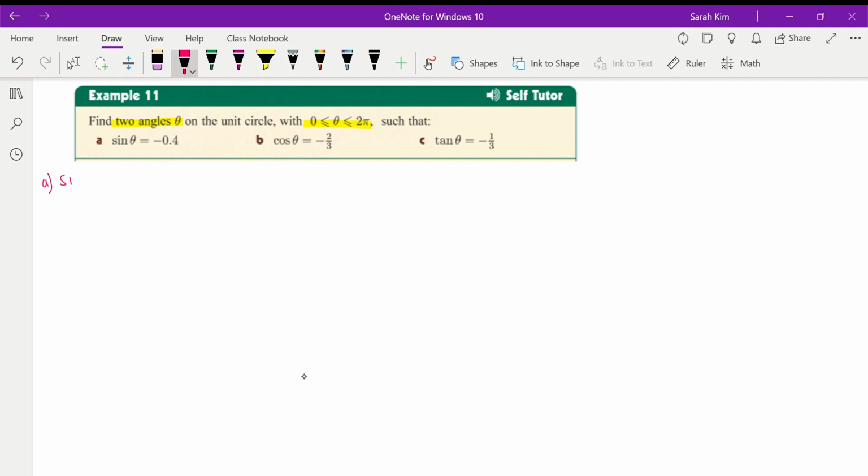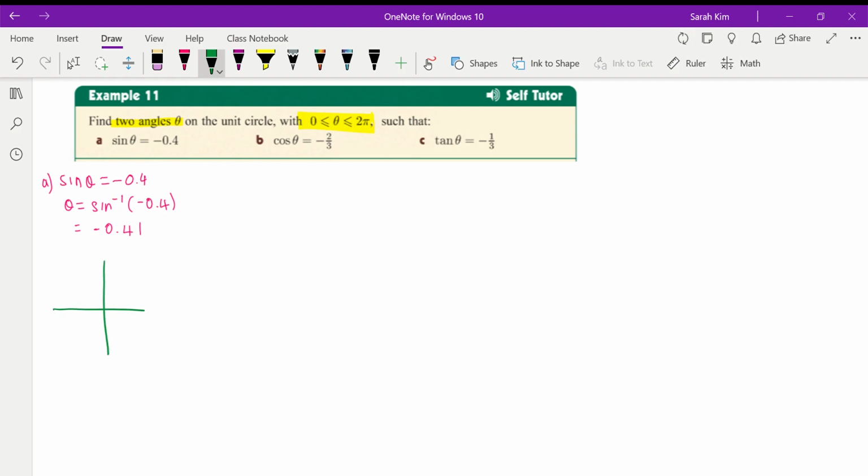So A: sine theta equals negative 0.4. In order to solve for theta, I'm going to inverse that. Make sure your negative is still there, and make sure your calculator is changed to radians, because now we're working with radians. And I get approximately minus 0.41. Now, do you notice how it's not actually in the range? So let's have a look at what that means in the diagram.